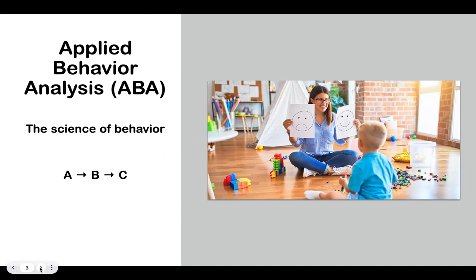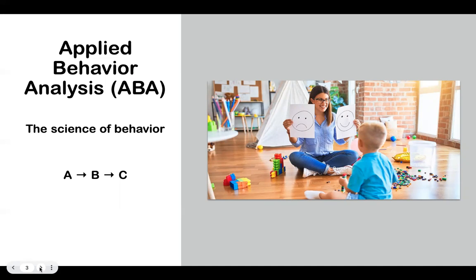The A stands for antecedent and is the event that happens immediately before the behavior. The B stands for behavior, which represents the behavior of concern, or the behavior targeted for change. The C stands for consequence, which is the event that happens immediately after the behavior.